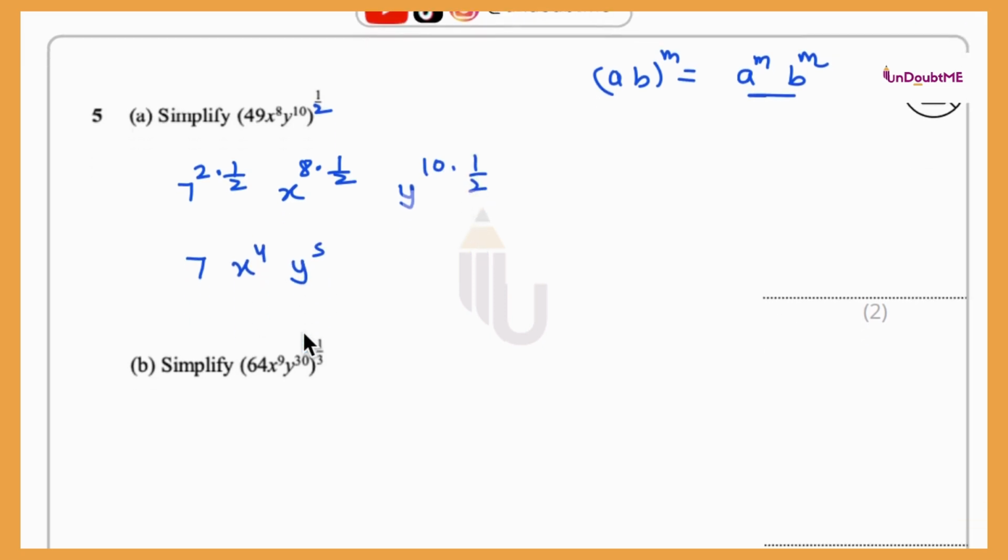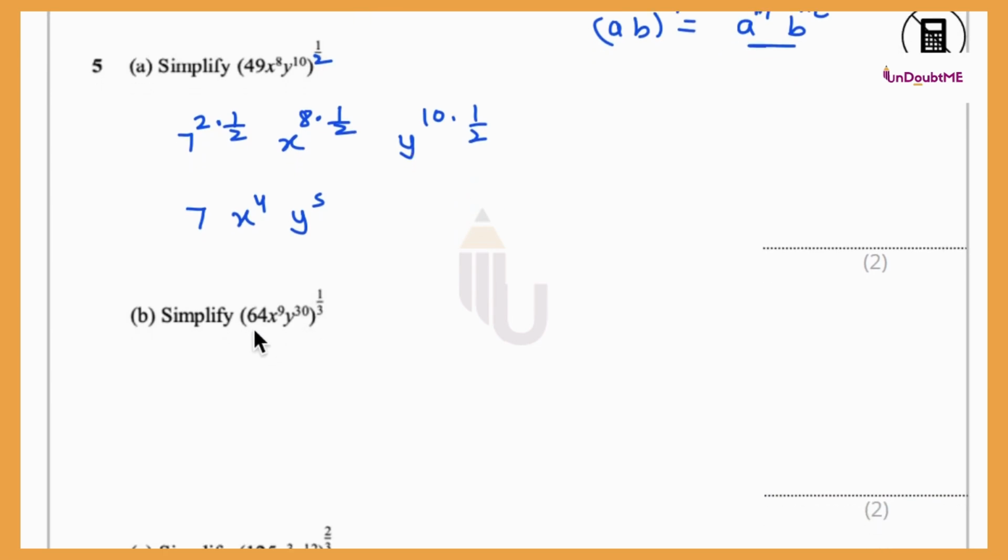The same thing will be done in the next question as well. So the next question is 64. 64 means we need to see the denominator, it is 3. So it will be 4 to the power 3 times 1 by 3, x to the power 9 times 1 by 3, and y to the power 30 times 1 by 3.